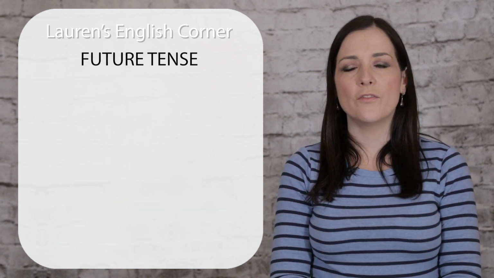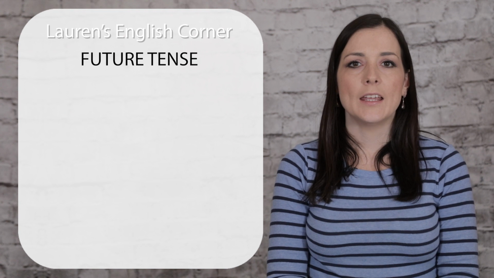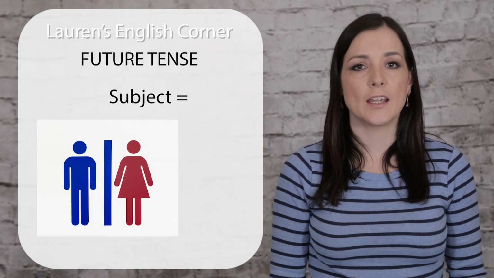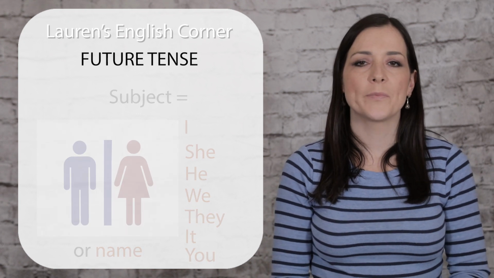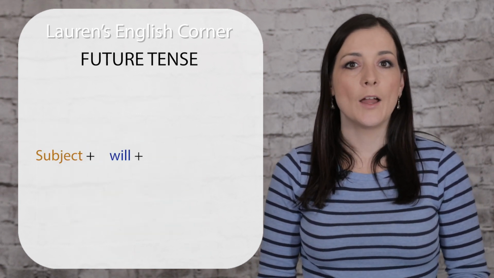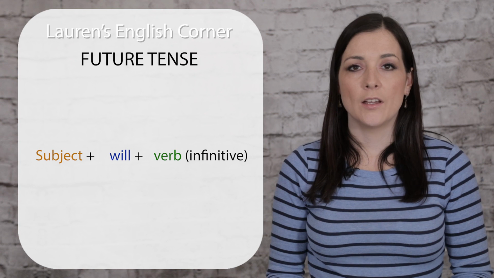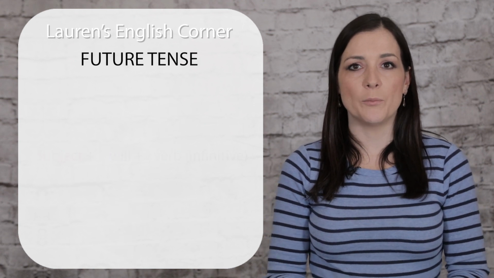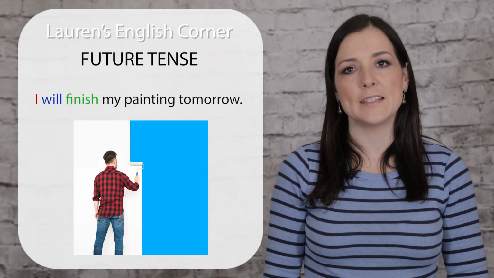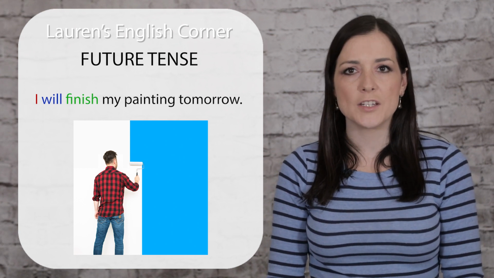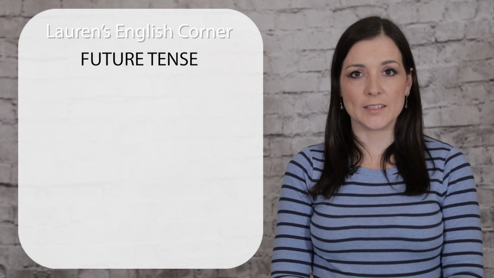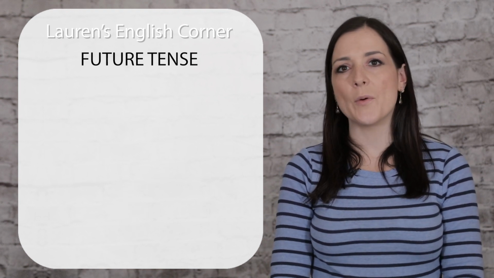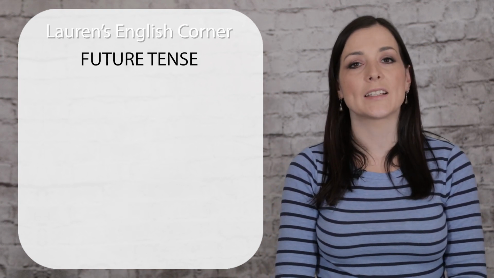And the pattern for will is subject, again, I, we, she, he, or a name, plus will, plus the infinitive of the verb. So for example, I will finish my painting tomorrow. Okay, so that's the patterns. Now let's talk about how and when to use these patterns.